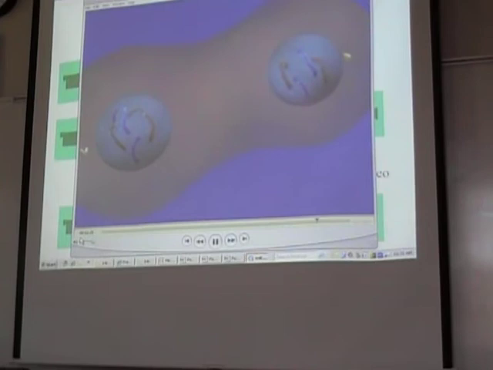Cytokinesis. A contractile ring causes cytokinesis, leaving two daughter cells, each genetically identical to the parent cell.